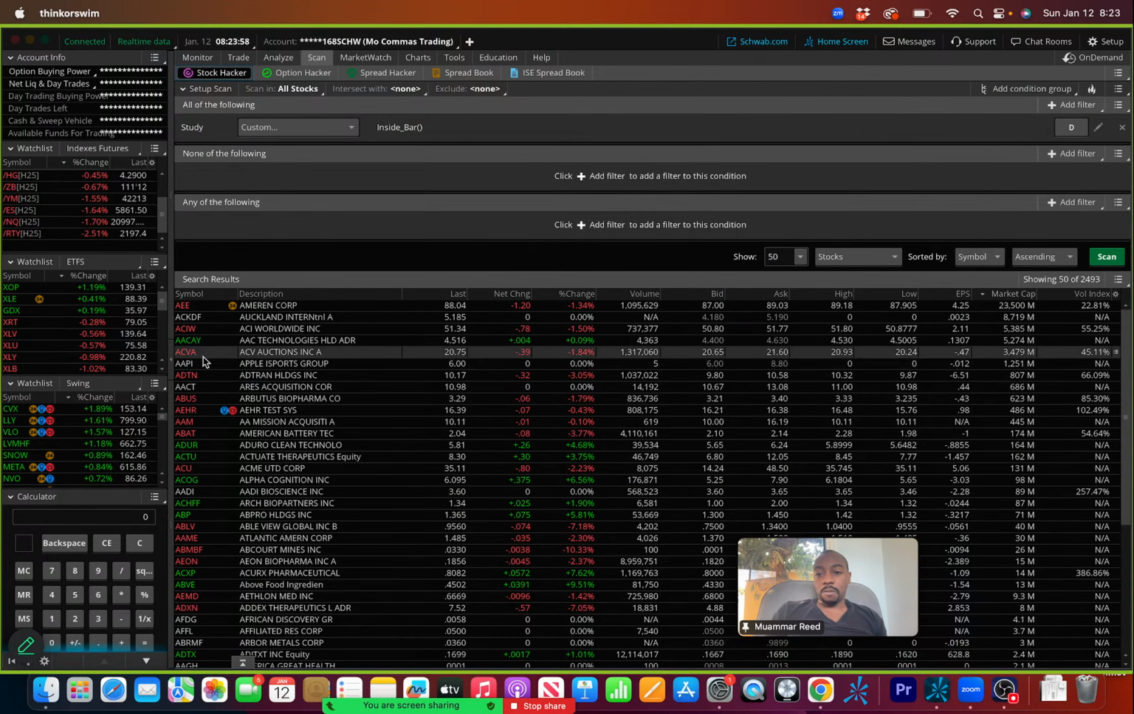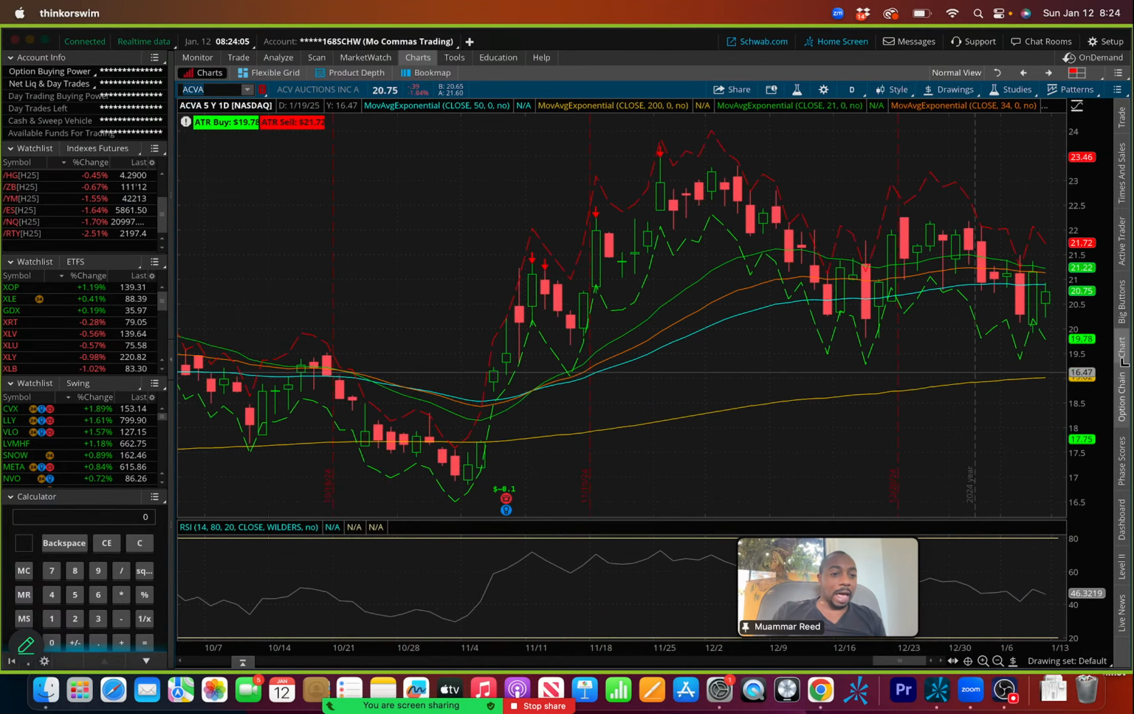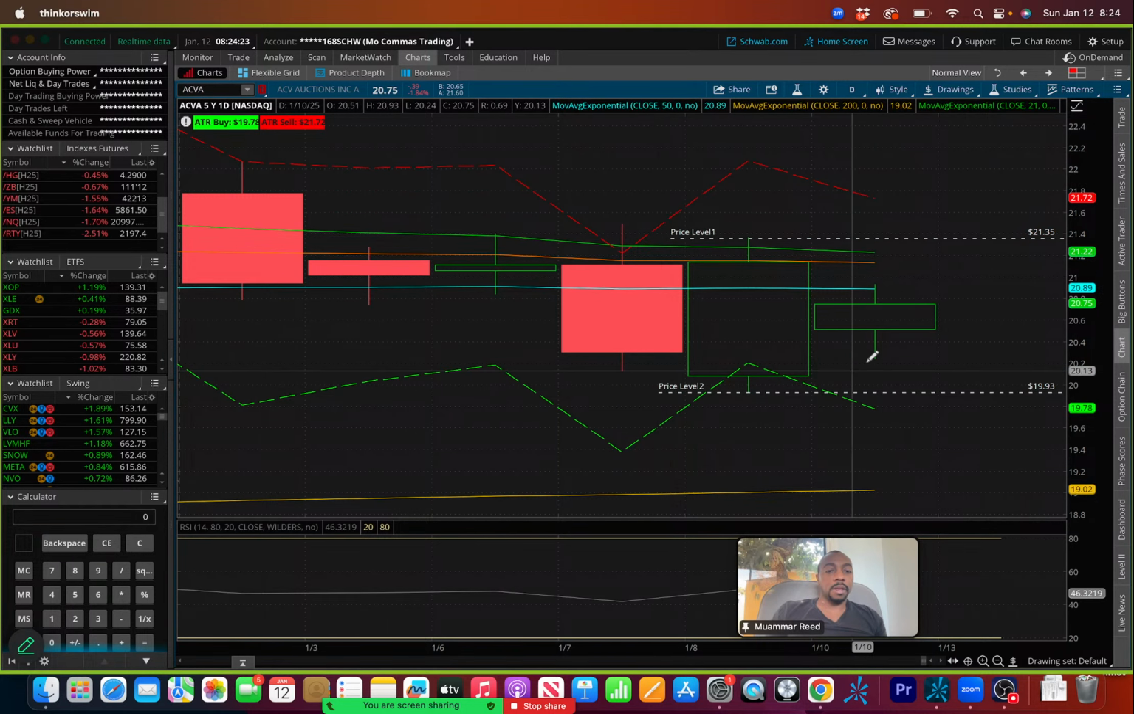Let me look at one more. ACVA. Let's see if there's an outside candle. Same thing here. You got a consolidation candle, but I wish it was further down and not as big as this particular candle. But same thing, inside candle, right? Extreme consolidation price action, which shows a fight between the sellers up here and the buyers down here.